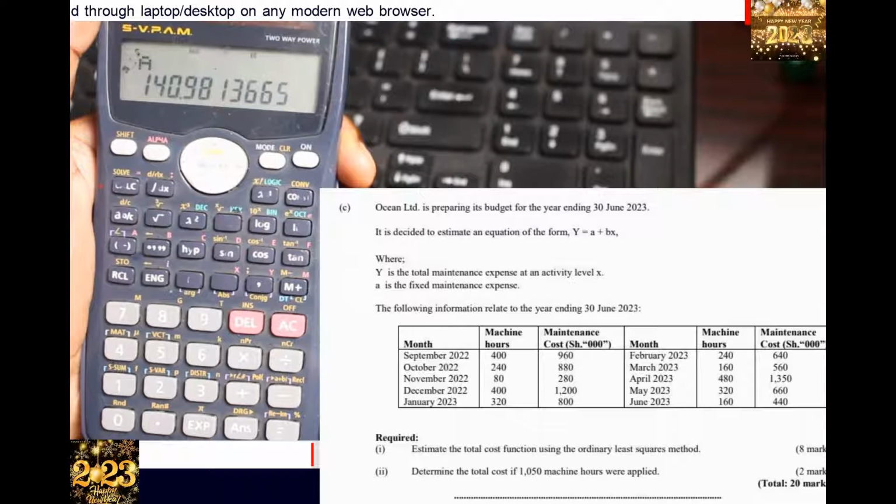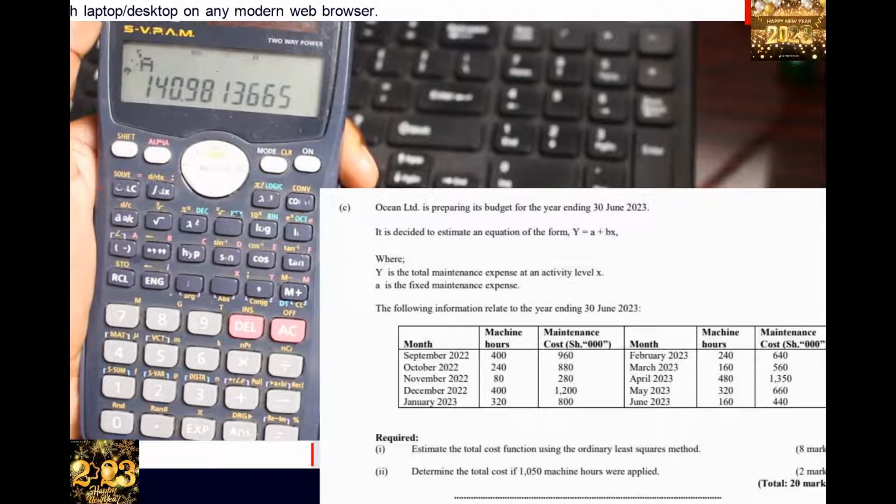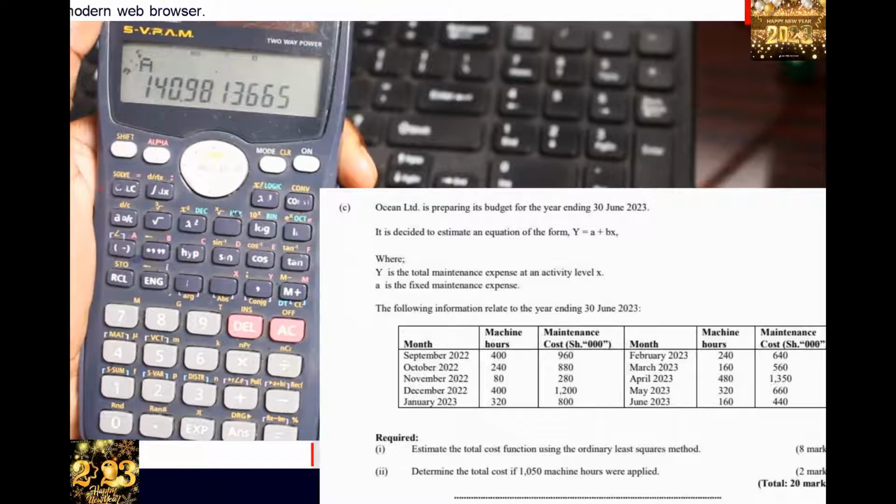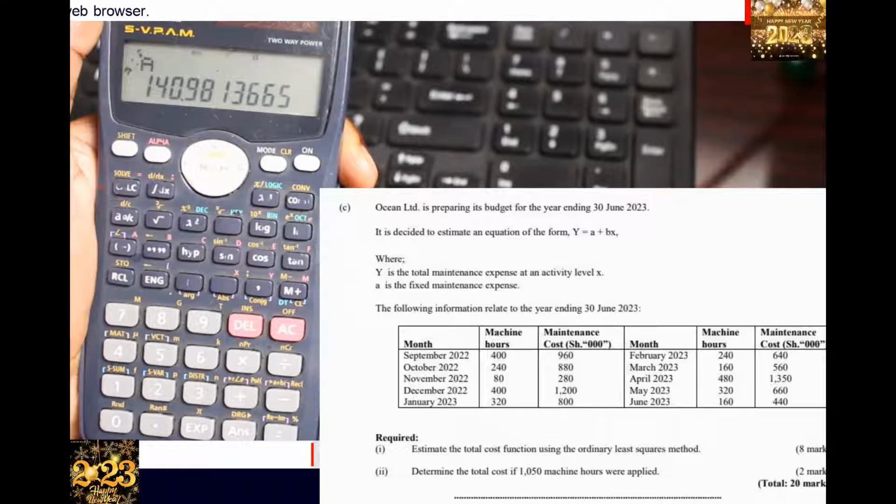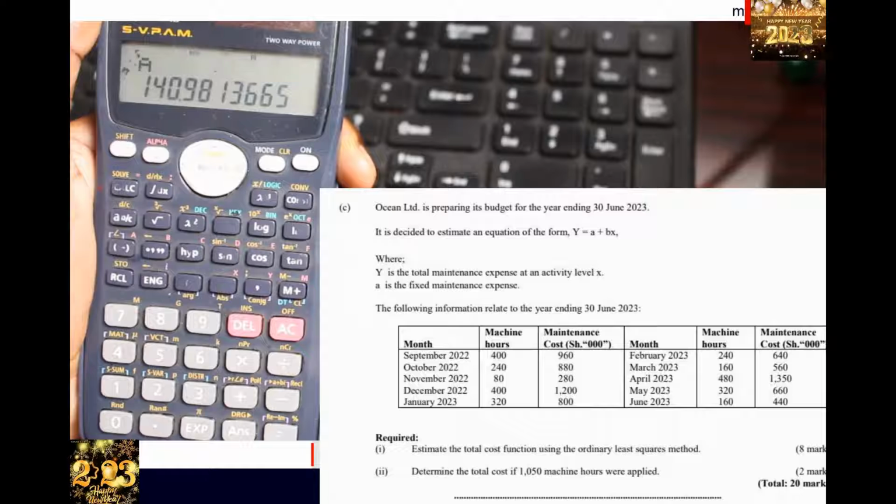140.9813. So using this simple procedure, you see that we've used not more than 8 minutes. We have determined the value of a, the value of b, and all our variables. So having determined that, what you need to do, you go to your paper.